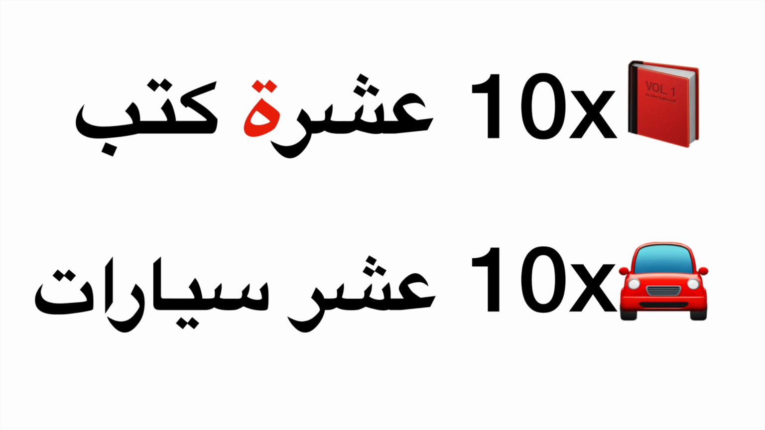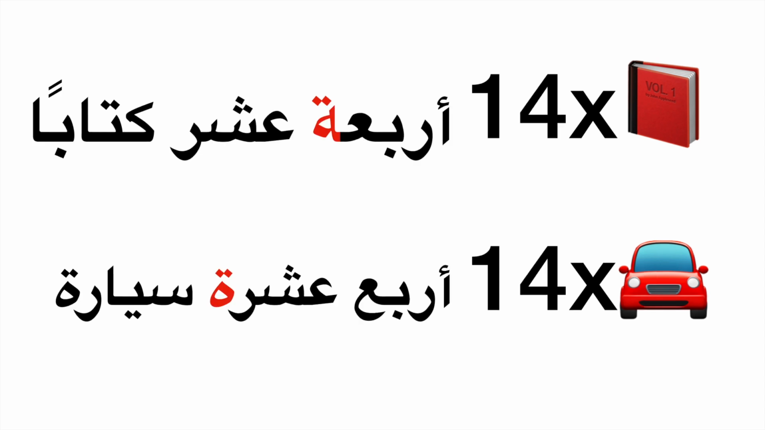Now, if you want to say 14 books, 14 كتابا. Here the 10 has the same gender of the counted here. As for the 4 part, the 4 is a number between 3 and 9. So the rule is that it has the opposite gender of the counted. That's why 4 is female here, since the counted kitab is male.